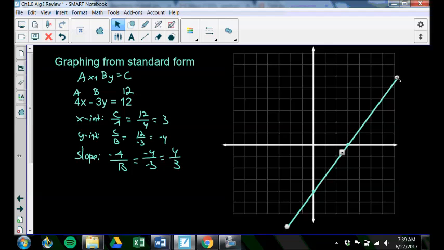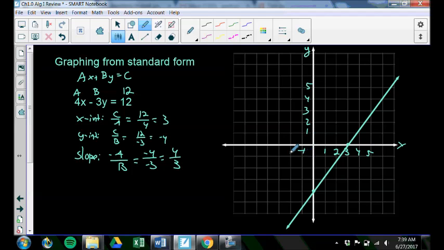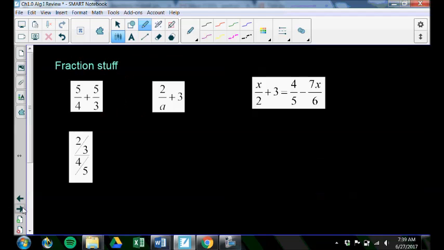Always use a straight edge, and because I'm on a computer, I've got a really nice, handy straight edge here. Let's put some labels on this. Here's my x-axis. Here's my y-axis. 1, 2, 3, 4, 5. Beautiful. Okay, moving on from lines.